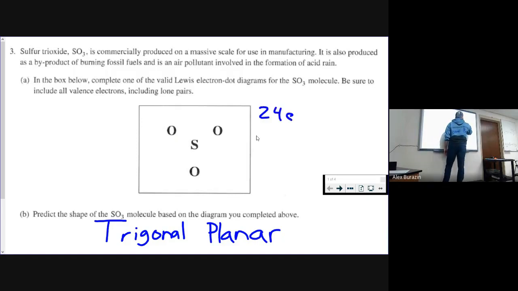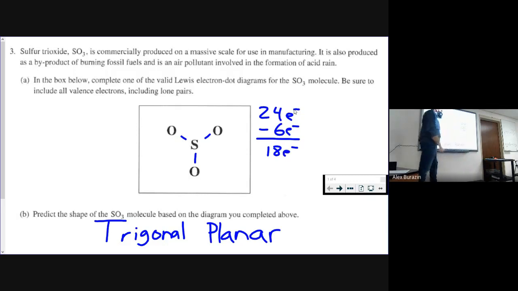I have 24 electrons to work with. Now, if it's a molecule, spoiler alert, we need some bonds. We're going to start there. Okay. The very next rule says, let me make at least one bond between all of the whatevers I've got. So that requires 2 electrons per bond. Okay. Every bond contains 2 electrons. So I've used 6. That leaves me with 18.